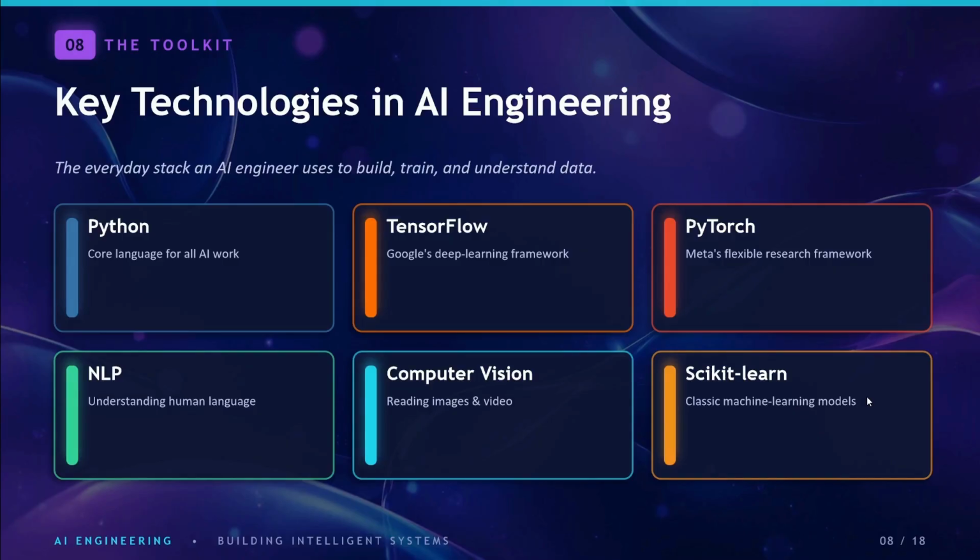And finally, we have scikit-learn, which is a Python library used for building classic machine learning models like linear regression, decision trees, and clustering algorithms. It's usually the first library that beginners learn because of its simplicity and clean interface. Together, these six technologies form the foundation that most AI engineers build their careers on.